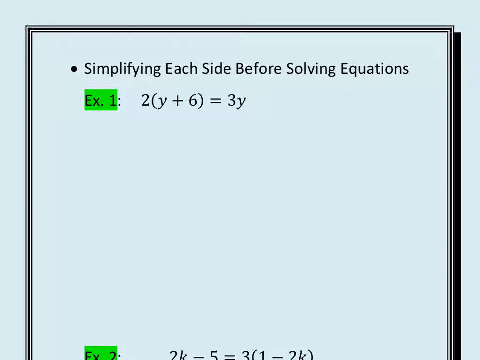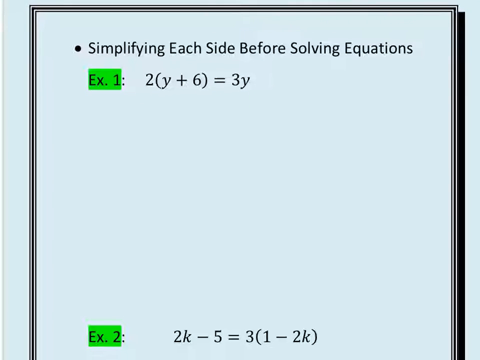The next section regards simplifying each side before solving equations. So it could be collecting like terms, it could be using the distributive property, but you've got to clean up the left side and clean up the right side as much as possible before you start moving terms back and forth across this brick wall.